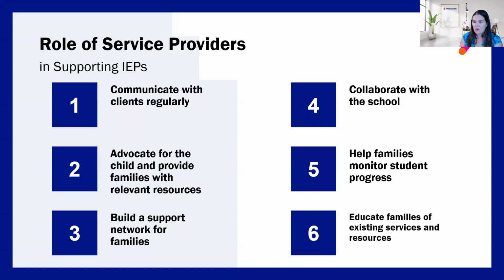Helping families monitor student progress, so understanding what's working and what's not. If something's not working in the implementation of the IEP, or we're not seeing progress towards those annual goals, encourage them to reach out to the school district to make sure that they are working collaboratively with the school district to make adjustments in real time as needed to meet the needs of that student. And then educating families of existing services and resources. So how do you help them connect with things that are available in your community? And I'm going to turn it back over to Monica.